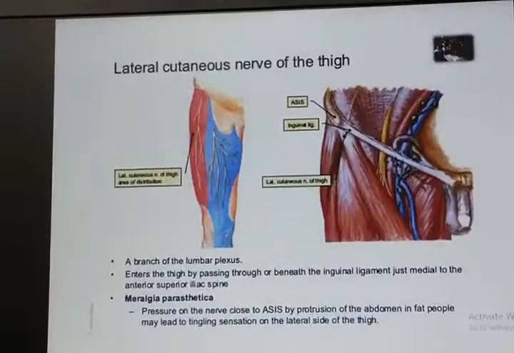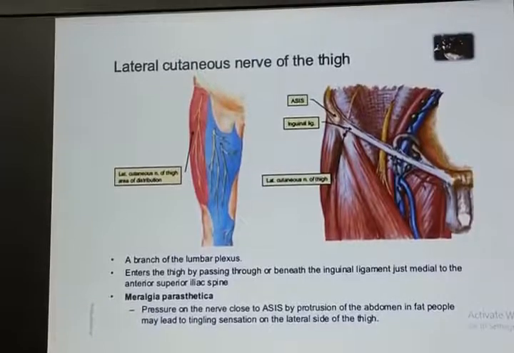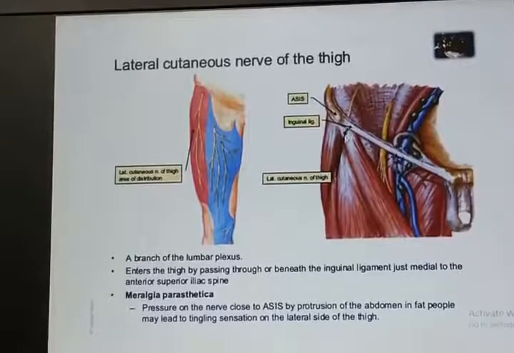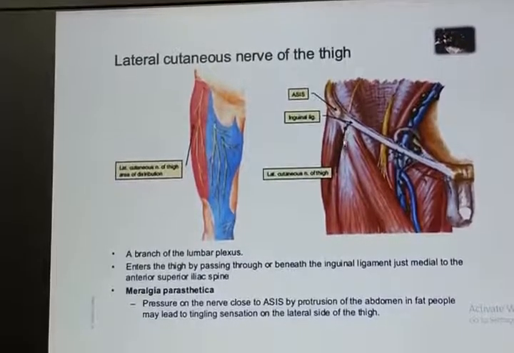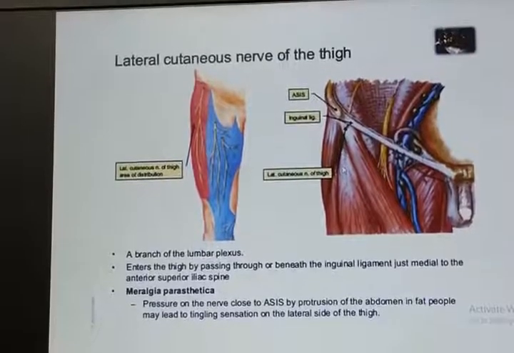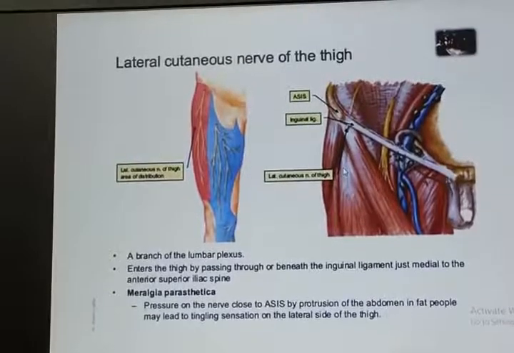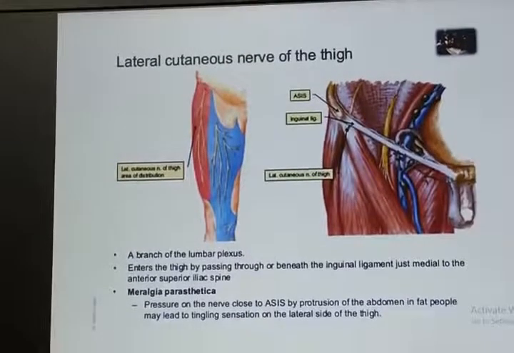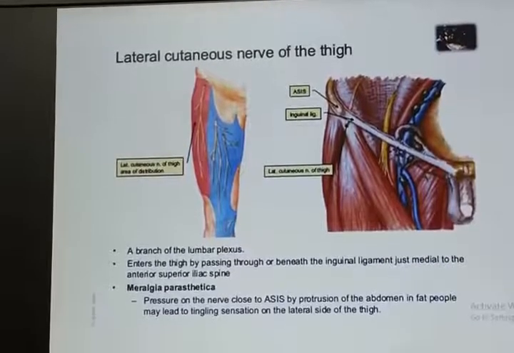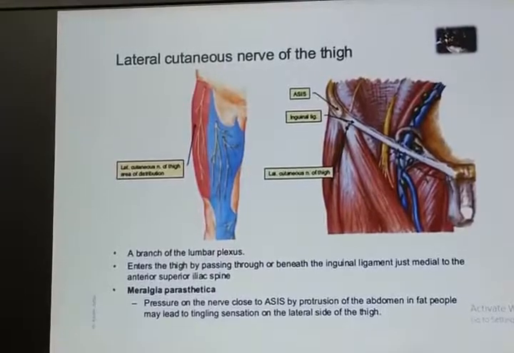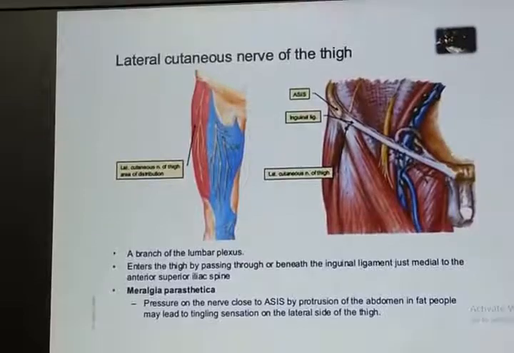Now here we are showing the lateral cutaneous nerve of the thigh, and in this region this black pointed end is indicating the lateral cutaneous nerve of the thigh. You know that it is a branch of the lumbar plexus and comes beneath the inguinal ligament just medial to the anterior superior iliac spine. Pressure on this region causes the condition called meralgia paresthetica, that is a tingling sensation or numbness of this region.